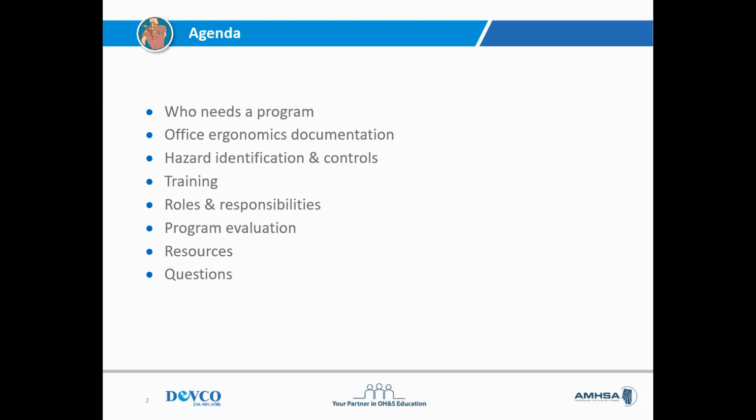We're going to look at training. We're going to look at roles and responsibilities of the various people connected with an office ergonomics program. We're going to look at how we can evaluate a program to look at measures of success. And at the end, I've got some resources that I'll be showing you and that Rob will share with you after today's presentation is done. Then we'll open it up to questions and hopefully get some good dialogue going. So we won't need the full hour for the presentation itself, and we should have a good few minutes for questions at the end.